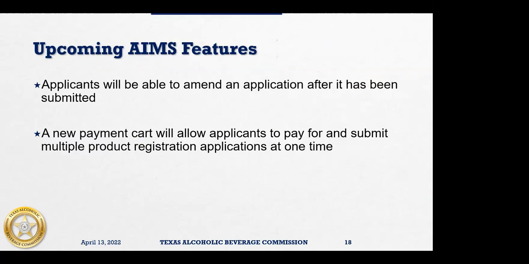And here are some upcoming AIMS features. In the future, you'll be able to amend an application after it's been submitted. If you notice an error with your application before it's been processed, you'll be able to request an amendment to the application yourself. If TABC finds an error with your application, we will send you a request for information that will open the application for editing. Instructions will be released once available.